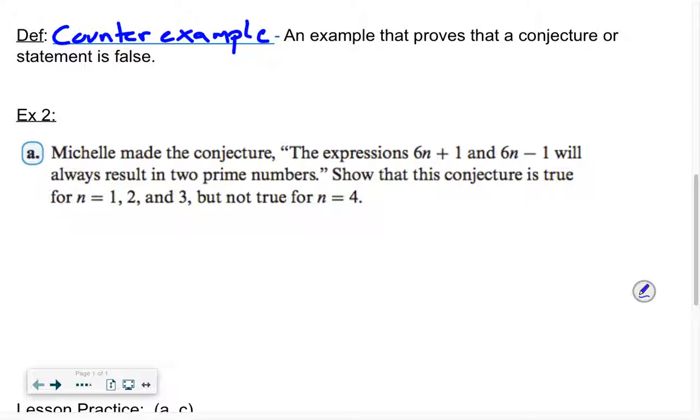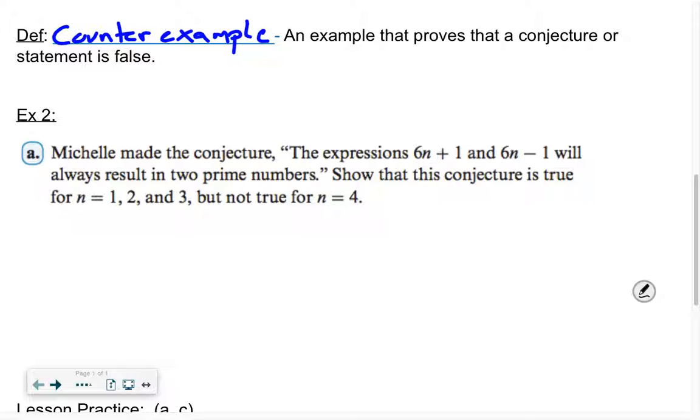So number 2 is a good example of this. Michelle made the conjecture that the expressions 6n plus 1 and 6n minus 1 will always result in two prime numbers. This is the idea she came up with, regardless of what you plug in for n. We want to show that this conjecture is true for 1, 2, and 3, but it's not going to work for when we plug 4 in. So let's just try it.